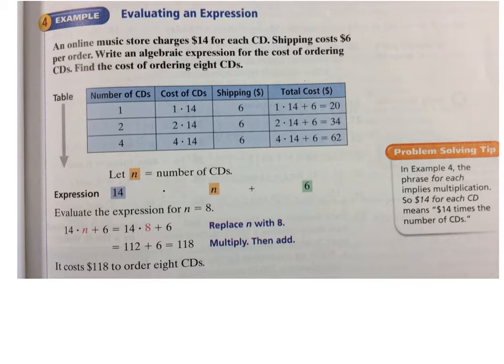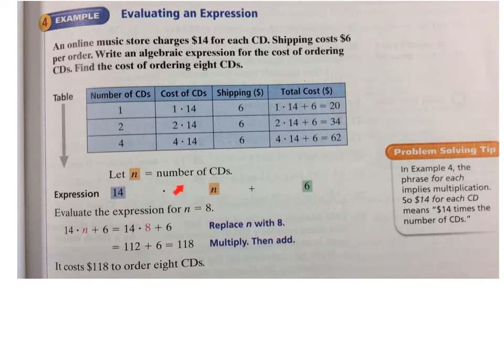Alrighty, some more evaluating expressions. An online music store charges $14 for each CD. Shipping is $6 per order. That's only charged one time, by the way. You can order 100 and they still only charge $6 for the shipping. Write an algebraic expression for the cost of ordering CDs. Find the cost of ordering 8 CDs. So that's where I need to include those let statements. So N is the number of CDs. So $14 times each CD plus $6.